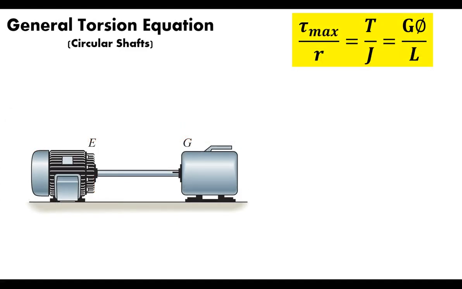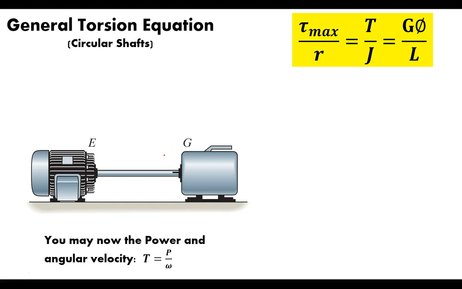Now, in this example, I guess you'd call it an example, we've got another example for the general torsion equation. Let's say we have a motor that's running a generator. The motor is E, the generator is G, and you want to understand what kind of shaft you're going to design. You may also know the power of that motor, as well as the angular velocity, so how fast that motor actually rotates. These will be things that you know right off the bat, and from there you can figure out what the torque is going to be.